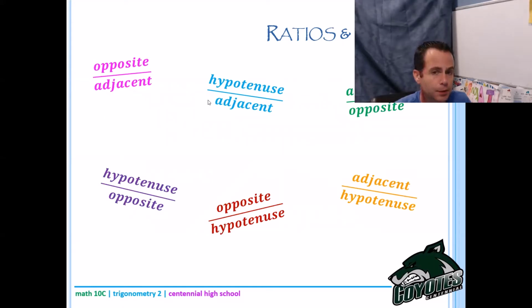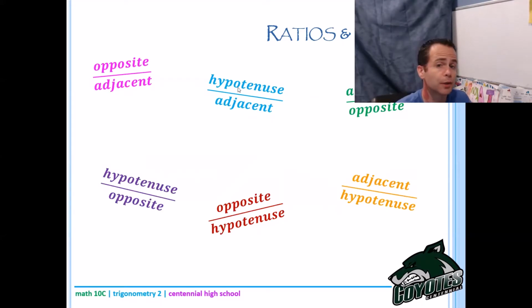I could do opposite over adjacent. Now that's what we talked about yesterday. That was the tangent ratio. I could do hypotenuse over adjacent, or I could do adjacent over opposite, or I could do hypotenuse over opposite, or I could do opposite over hypotenuse, or I could do adjacent over hypotenuse. So those are the only 6 ways I can pair 2 of these together. Okay, now we're going to make it even easier on you in grade 10.